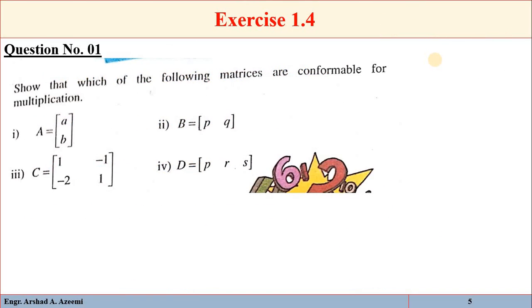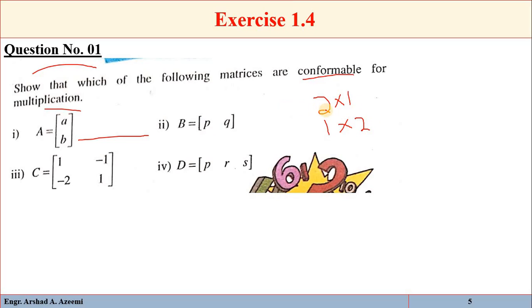Now let's come to the solution of exercise 1.4. Question number 1 says: show which of the following matrices are conformable for multiplication. A and B: the A matrix is a 2 by 1 matrix, and the B matrix is 1 by 2.